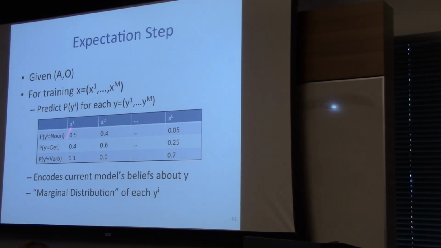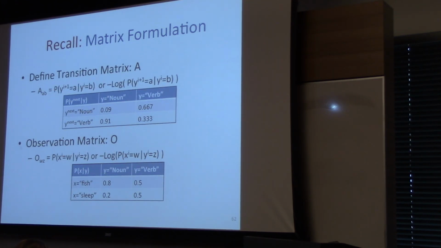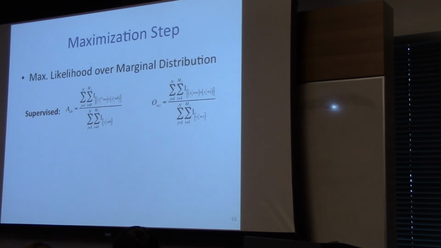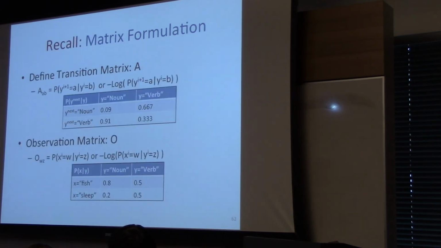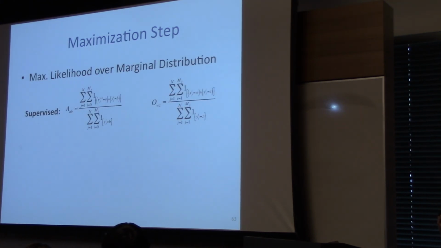And you can think of this as the marginal distribution of each y. So we're predicting the probability of each y, each token in the sequence, while marginalizing out the probabilities of the other y's in this sequence. And you get a table that looks like this. Just a recap of the matrix formulation. And yeah, by the way, I'll tell you how we do this at the very end. But let's say we have that already.